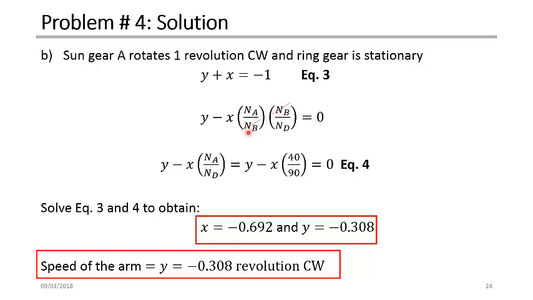But sometimes we just ask you first to find the number of teeth for gear B. In this case, if we simplify, we get y minus x multiplied by 40 divided by 90 is equal to 0. You have again two equations. They are different because this equation is different now. We have 0 here. When you solve these two equations together, you are getting different values for x and y. And you see here that y in this case is negative 0.308 revolution in the clockwise direction. So it rotates in the same direction as the sun gear now. And the ratio is different as well.